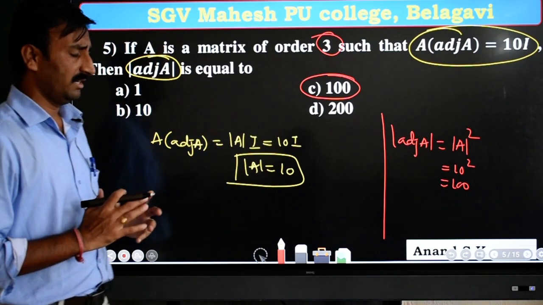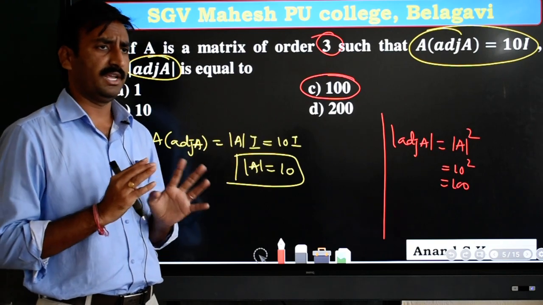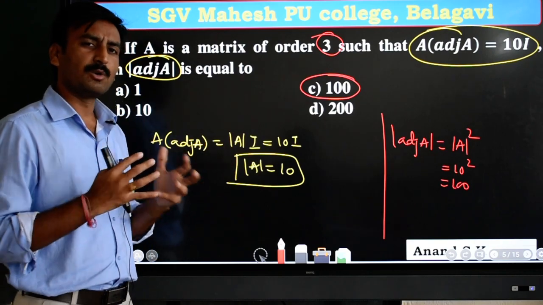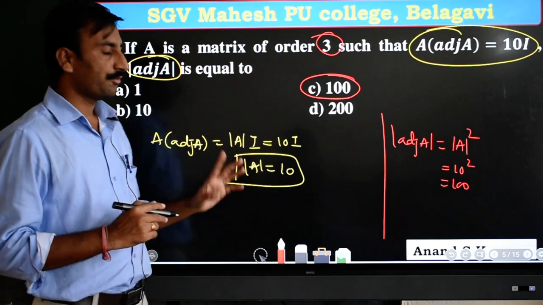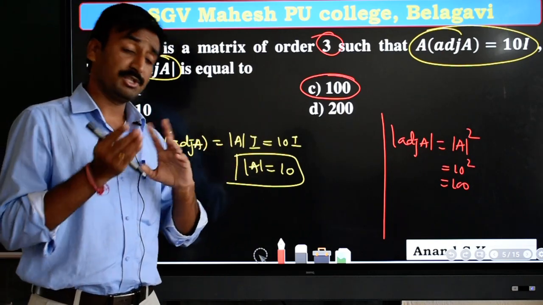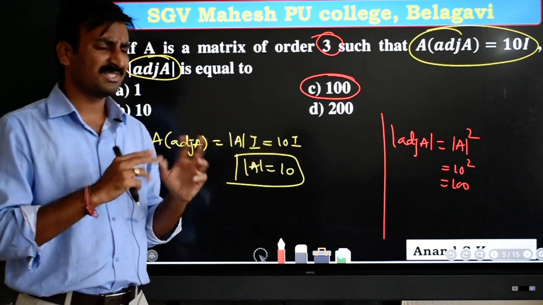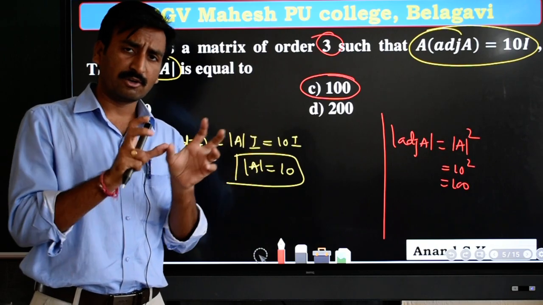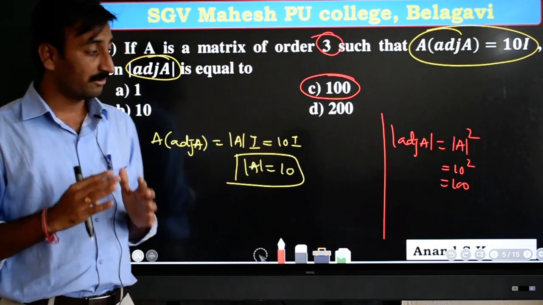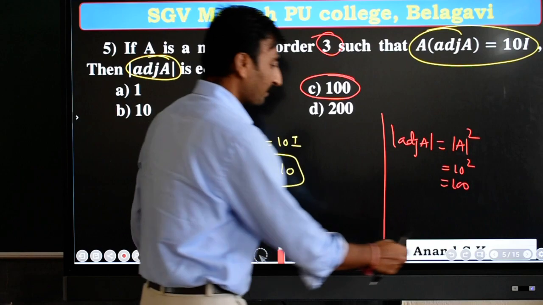Remember, in determinants and matrices, most of the formulae are very close and near to each other, so most of the time you get confused. A into adjoint of A, determinant of A, determinant of A raised to n, determinant of A raised to n minus 1. Several small changes are there, but you have to write the formulae together and compare them, then remember. Otherwise you will get confused regarding the formulae.